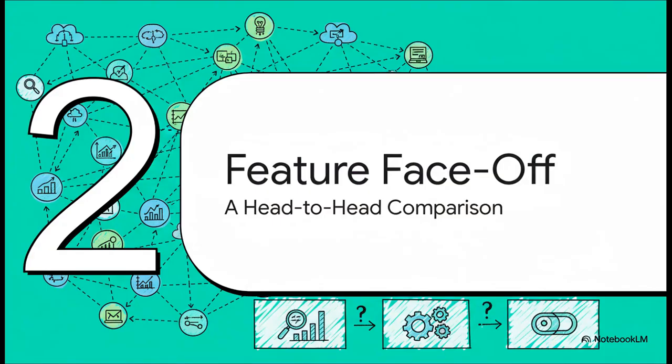All right, now for the fun part. Let's put these 3 solutions head-to-head. By comparing them side by side, we're going to see the key trade-offs really clearly, which will make it super obvious which tool is the right one for which job.